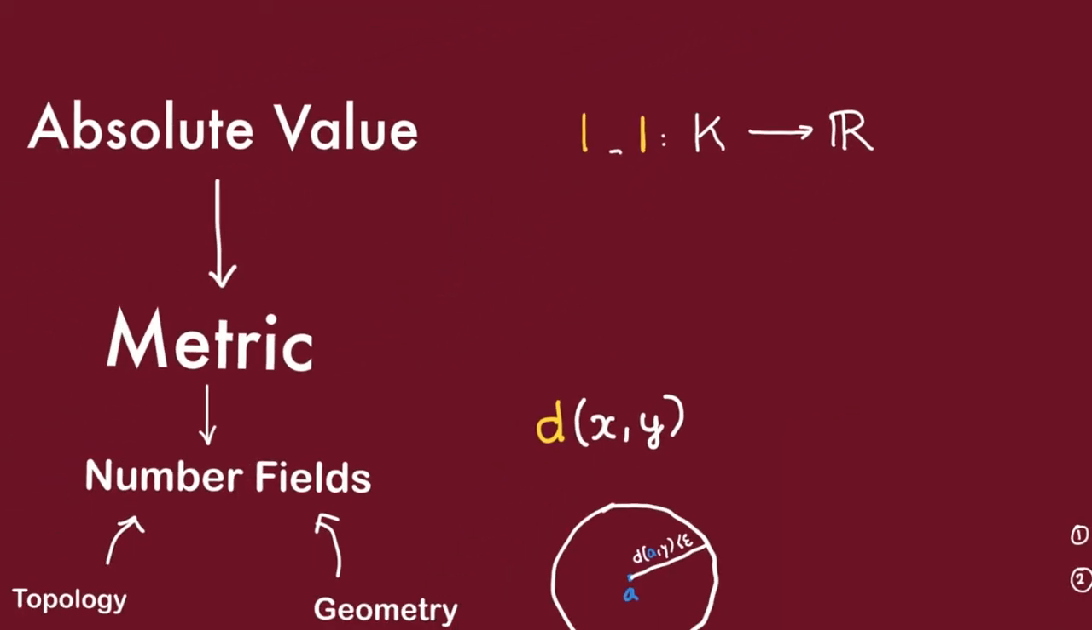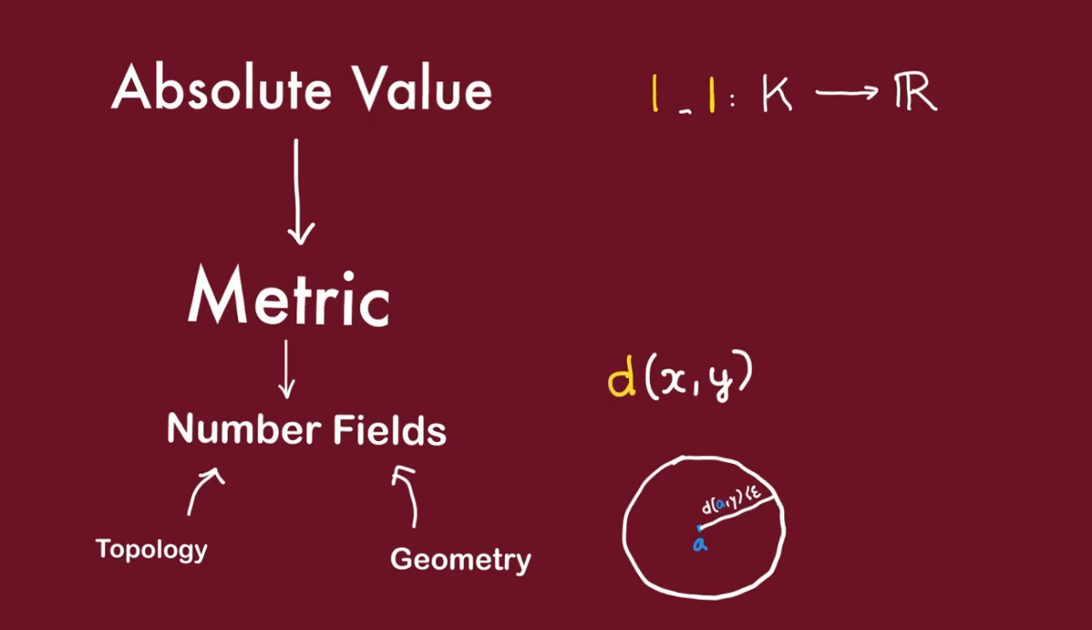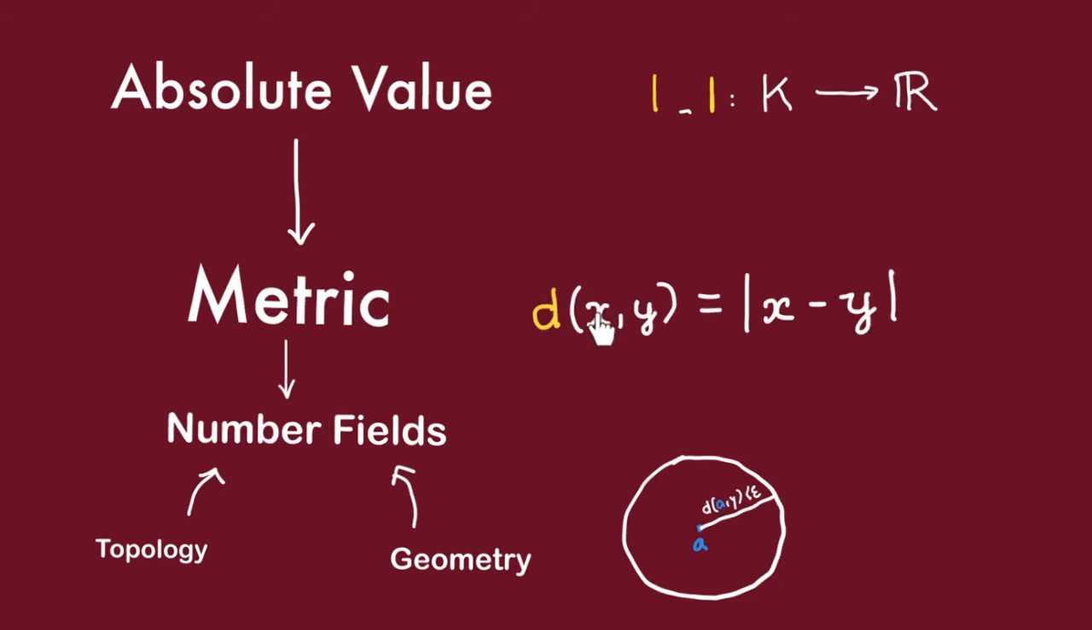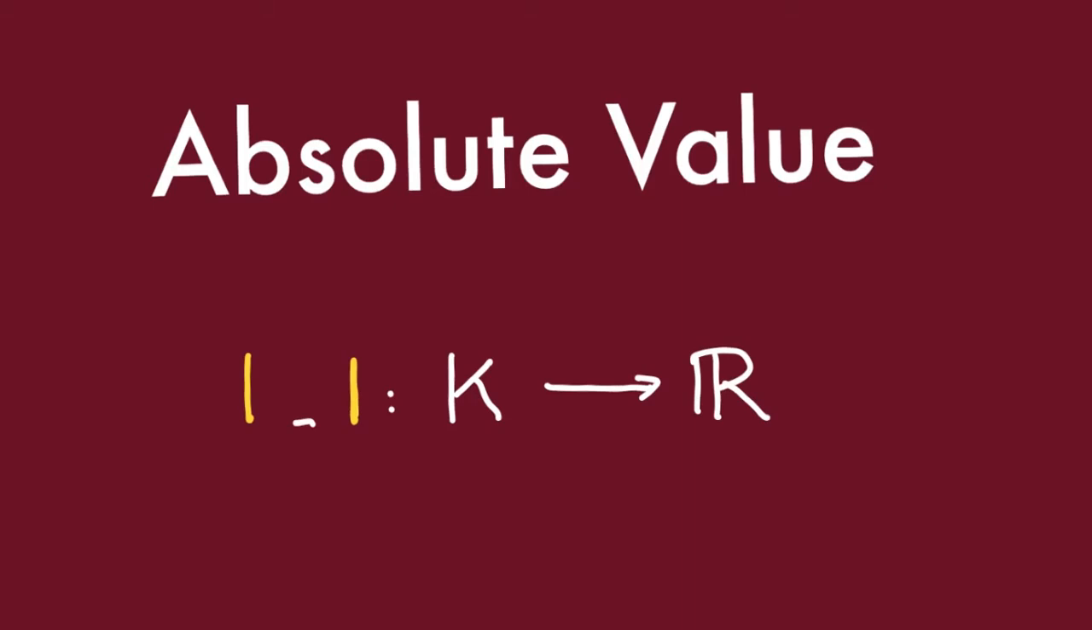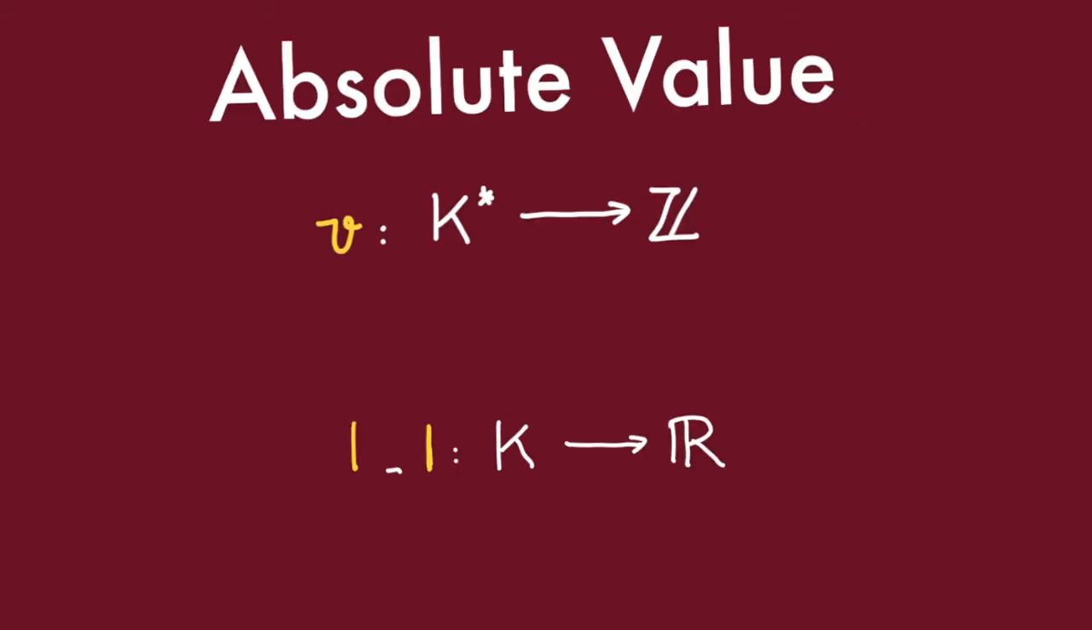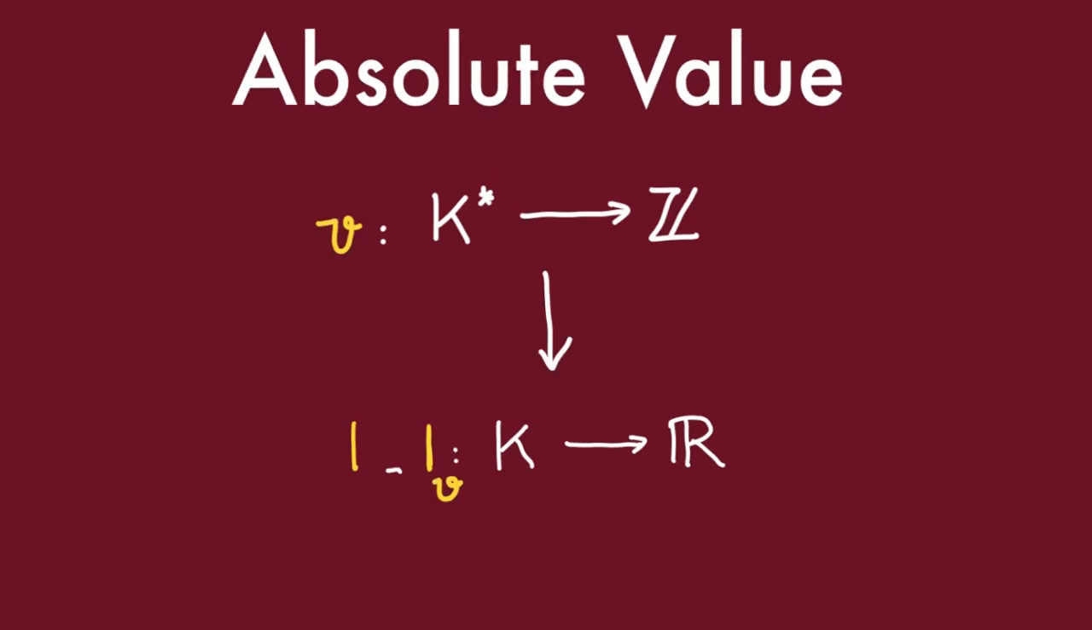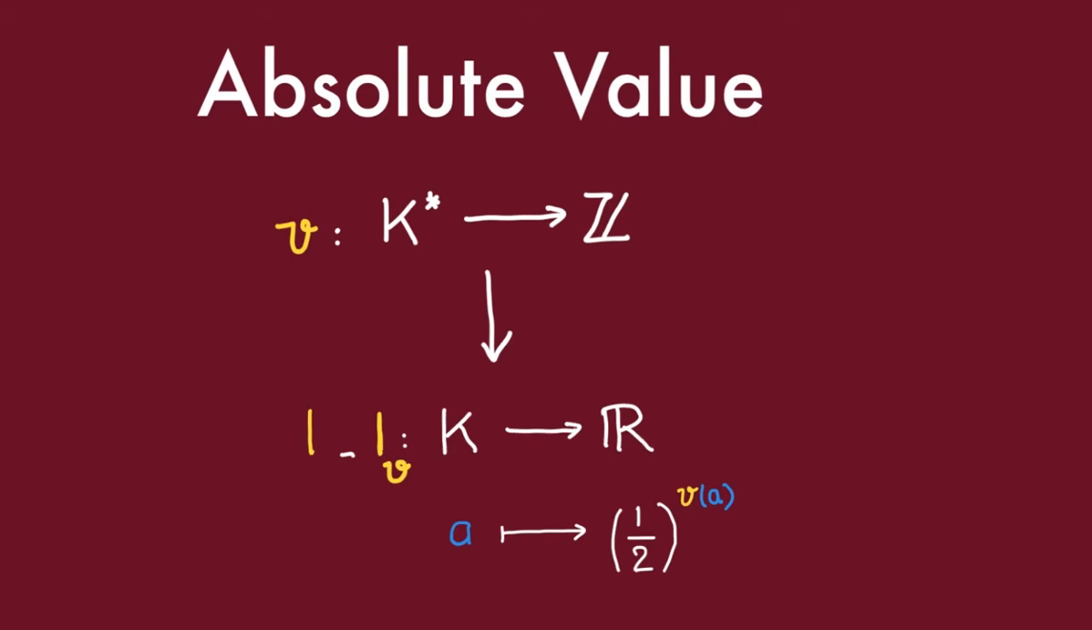Now, given an absolute value, one can define an induced metric by taking the distance between 2 points x and y to just be the absolute value of x minus y. So, what would be an example of an absolute value on a number field? Well, for a number field K with a discrete valuation v, there is a very natural induced absolute value. We can define the absolute value of every element a, for example, to be 1/2 to the valuation of a. But really, in place of 1/2, we could just use any constant c between 0 and 1.